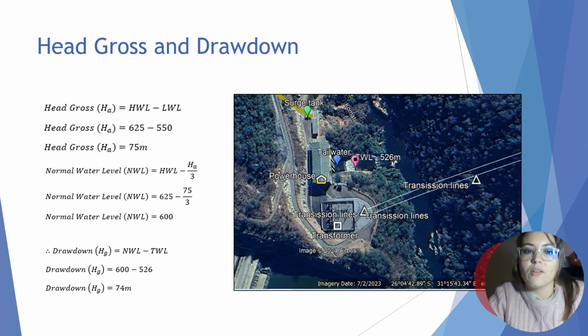Next was to calculate the head gross and the drawdown. For head gross, I assumed the intake as the lowest water level. Therefore, it is high water level minus low water level to get 75 meters. For the drawdown, I first needed to calculate the normal water level, which was calculated as 600 meters. Then, assuming the tail water level as 526 meters, I got that from Google Earth as placing the cursor over the tail water level. You could read that it was 526 meters. From there, you could calculate the drawdown as 74 meters.